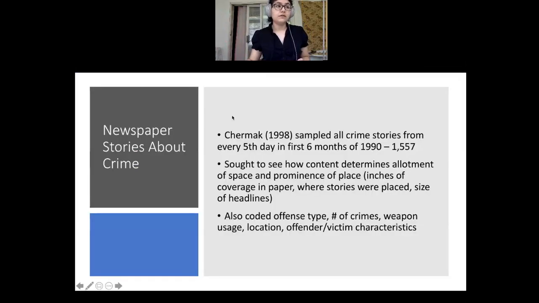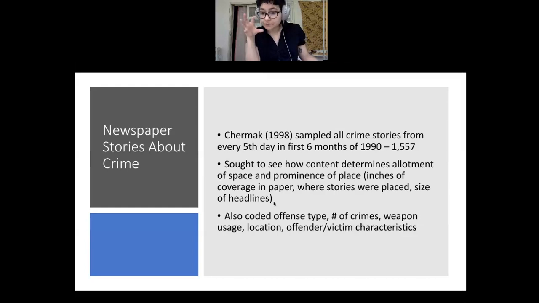So your book has an example of newspaper stories and crimes. Shermack sampled crime stories every fifth day, so that's systematic sampling, remember, in the first 6 months of 1990. They developed a lot of different samples, and they tried to see how content determines allotment of space and prominence of place. So this is how they define their variables. Space and prominence were defined by the inches of coverage in the paper, where stories were placed, and size of headlines.